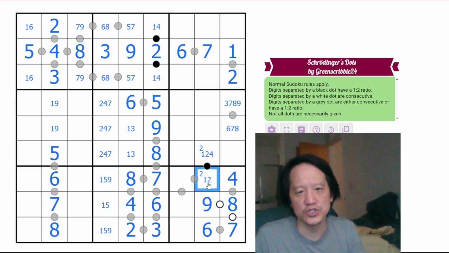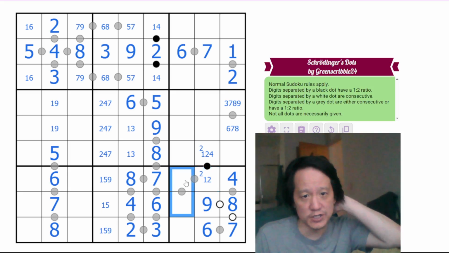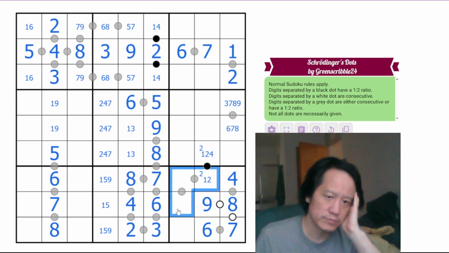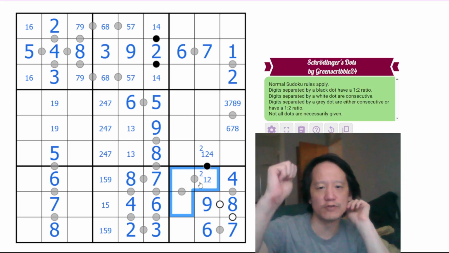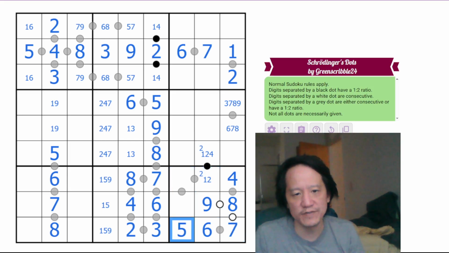So if this is 2, that doesn't work because that would force this to be 3, because it can't be 1, because 1 doesn't have a relationship with 2 other unique digits. Oh, and none of these can be 5, because 5 is only consecutive with 4 and 6, and they're both taken in the box. So this must be a 5 here, which forces this to be 1, 2, and 3.